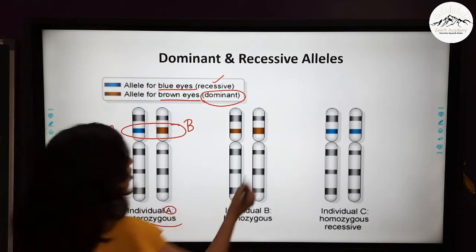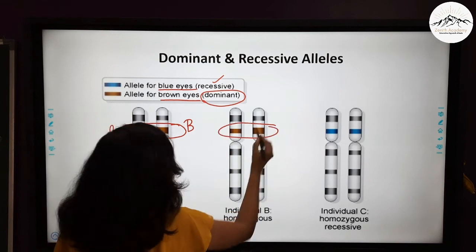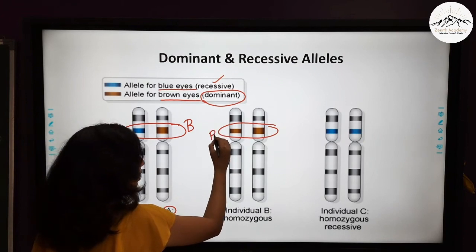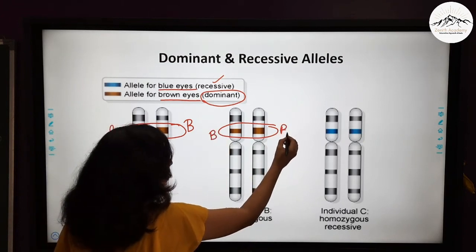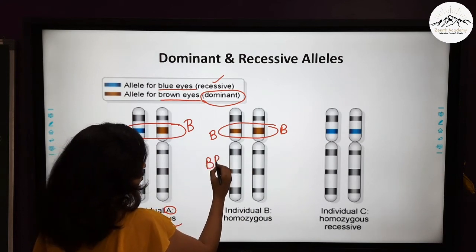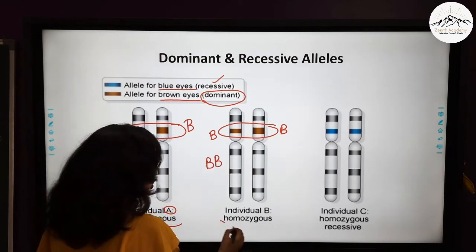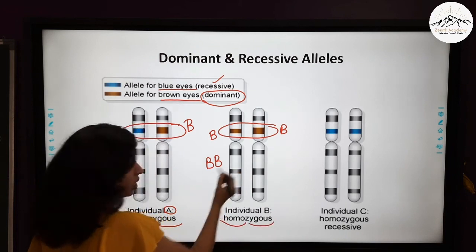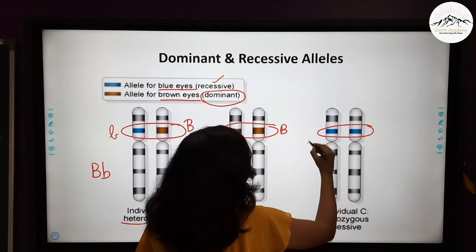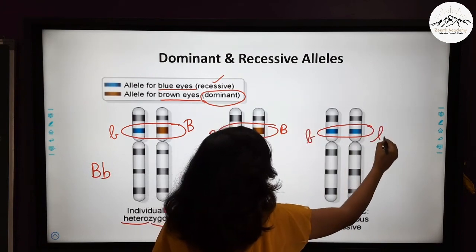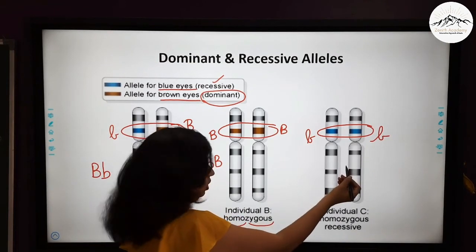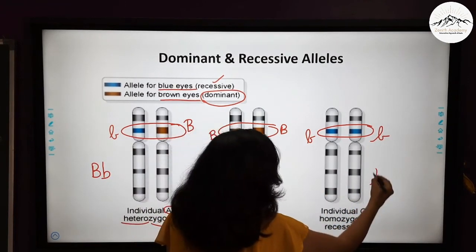Now here you can see that both are brown, and since brown is dominant, I take capital B for both. What is the genotype of this? The genes are B and B. So this is homozygous because both are the same. Now here both are blue, small b, small b. Since both are blue, what will be the color of the eye? Blue only.